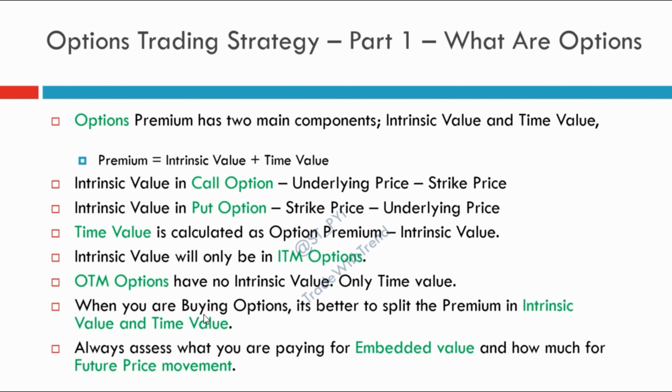So when you're trying to buy an option, always be sure what you're paying for intrinsic value and what you're paying for time value. What does time value mean? Let's say we are planning to buy a call option which is expiring somewhere in September. Naturally, September expiry is pretty far away, almost 40 days. So obviously that particular option will have a lot of time value, right? Because it has a lot of days to expire.